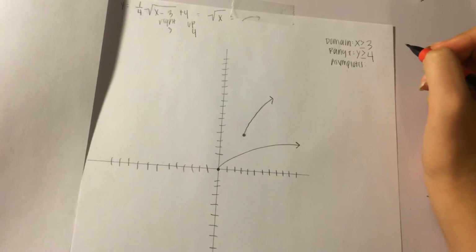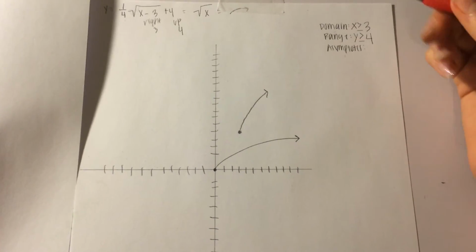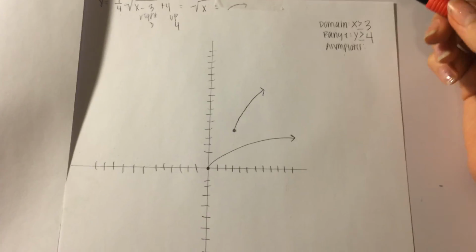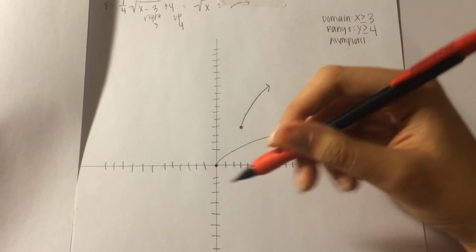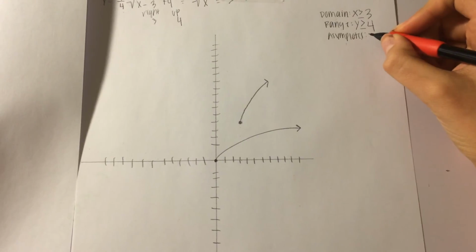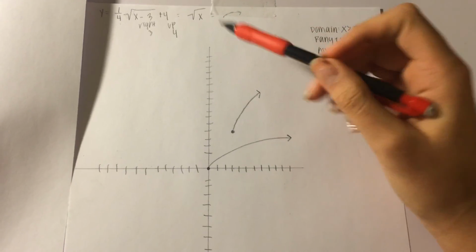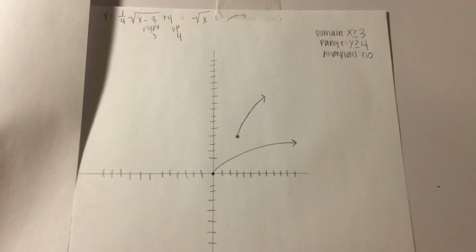Now for my asymptotes, an asymptote is the line that it gets close to, but it will never touch. And in this function, we don't have any lines that it gets close to and doesn't touch. So that means there will be no asymptotes. And that is how you work out this equation and find its characteristics.